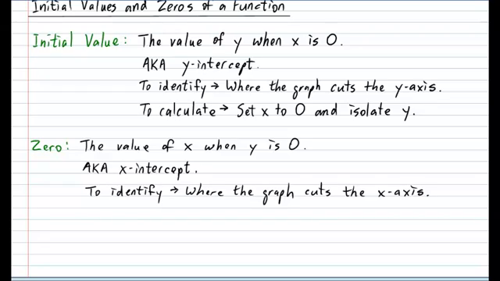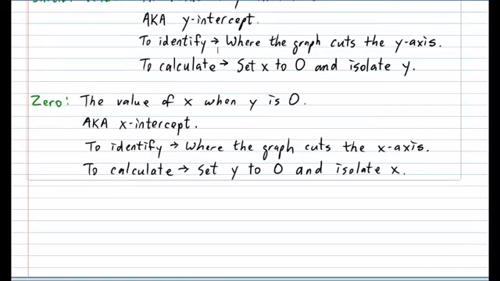If you are not given the graph, and all you're given is the function, then to calculate the 0 or zeros, all you have to do is the following. Set y to 0 and isolate your x. And that's all there is to the definition of 0. So as you can see, the initial value and the zeros are pretty much the exact opposite. One is where it cuts the y-axis, and the other, the 0, is where it cuts the x-axis.